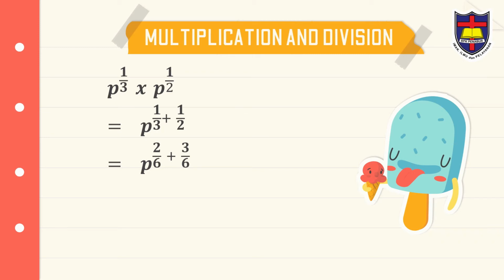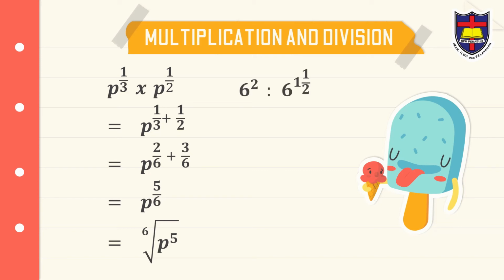So 3 and 2, we can change it to 6. 1/3, we can make it 2/6. Meanwhile, 1/2 is the same with 3/6. When the denominator is the same, we can do the adding operation for fraction. So we have 2/6 plus 3/6 equals 5/6. So we have p to the power of 5/6. Or we can write it in its radicals form, 6th root of p to the power of 5.